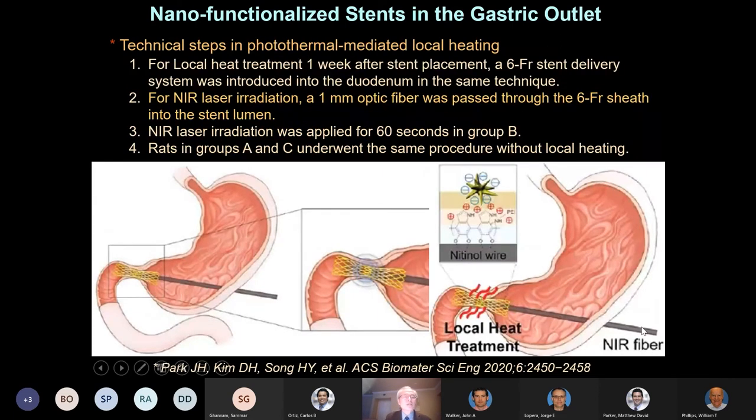This slide shows the technical steps in photothermal-mediated local heating. For near infrared laser radiation, a 1 millimeter optic fiber, as I mentioned for the esophageal stent placement, it was the same, was passed through the 6-French sheath into the stent lumen. And then we perform the local heating.